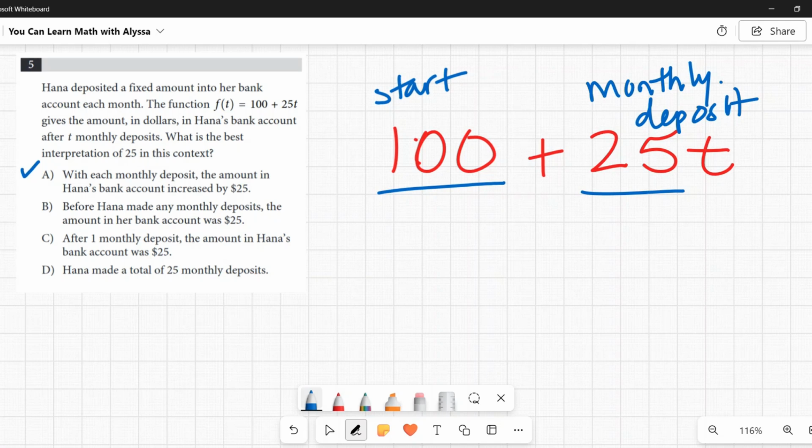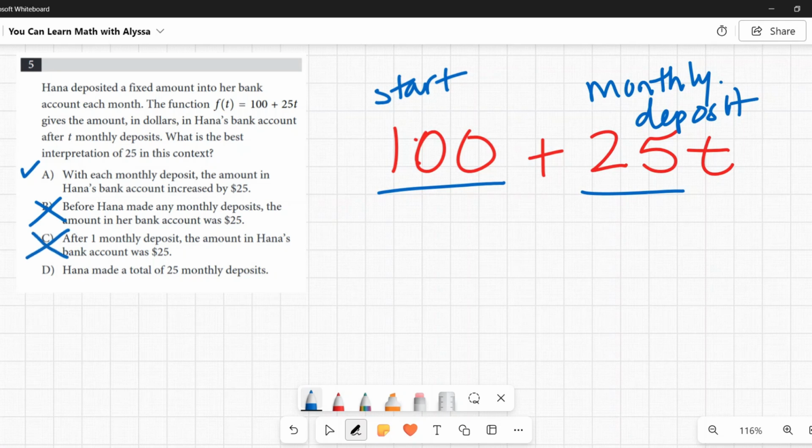B: before Hannah made any monthly deposits, the amount in her bank account was $25. No, because we said before she made any deposits, it was 100. So that one is out. C: after one monthly deposit, the amount in Hannah's bank account was $25. Nope, that's not true. We just said it was $125.